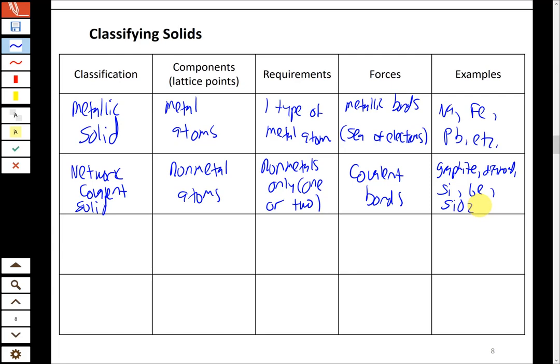And then there's two more types that we need to talk about. One of them we're not going to really have any slides on because there's not too much to say about it. But one that we're going to see and be able to classify are called molecular solids.